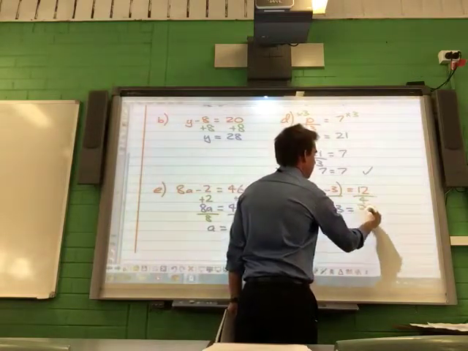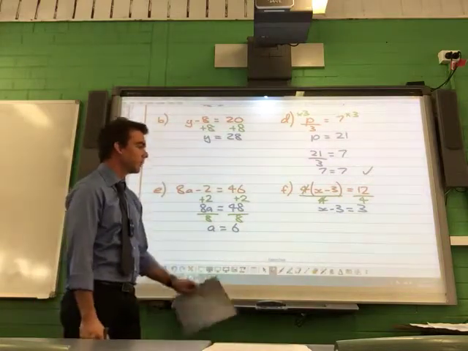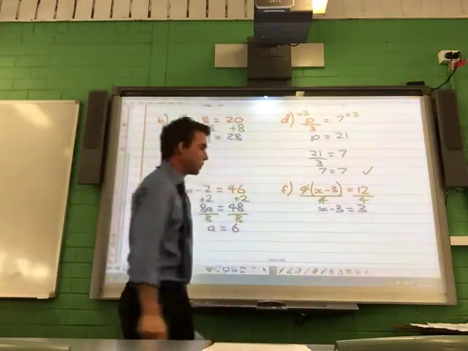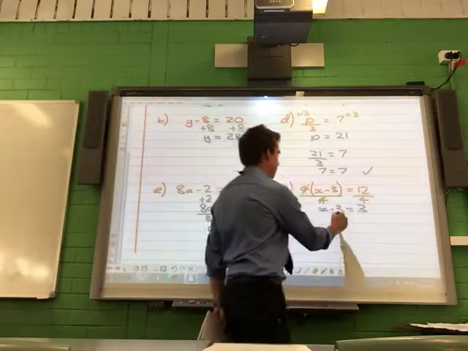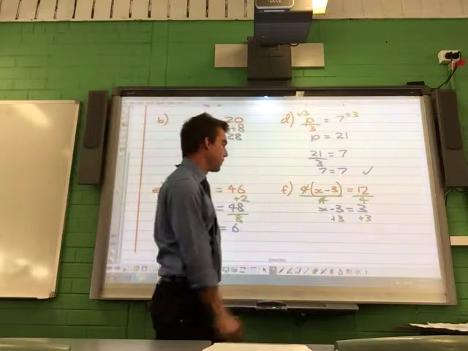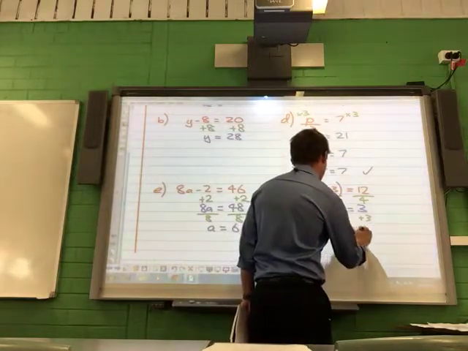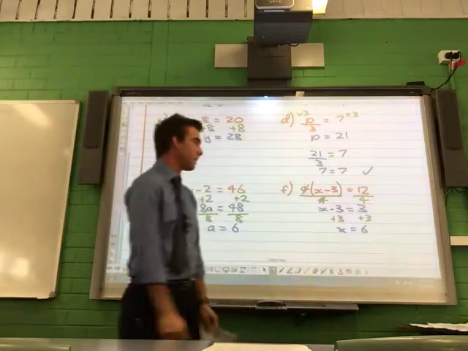So 12 divided by 4 is 3. Okay, so back down to my basic one-step equation. Do the opposite, take away 3 on both sides. So x equals 6.